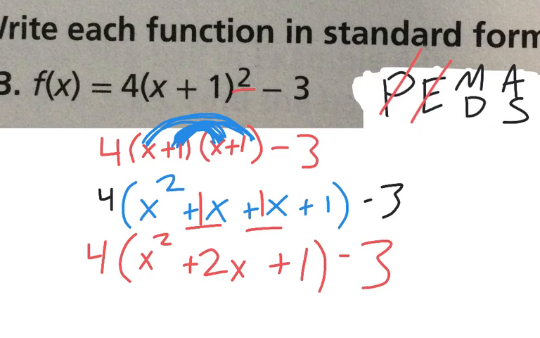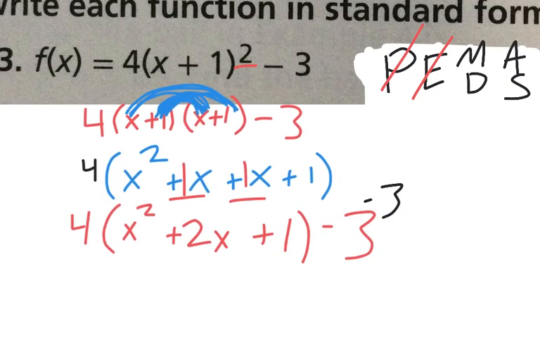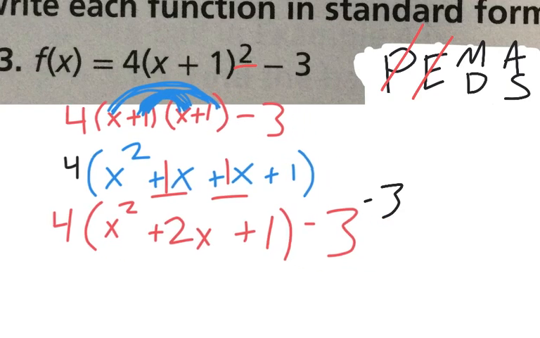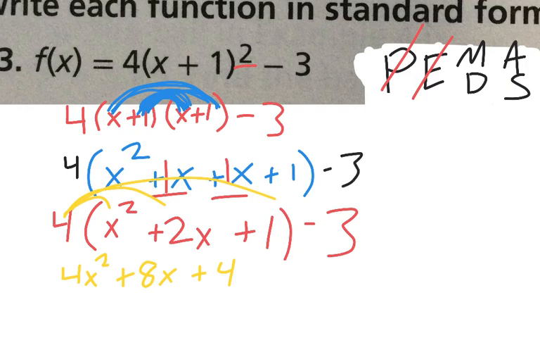Okay, so I'm still on multiplying. Do I have anything else to multiply? 4 times x squared. 4 times everything that's in parentheses. So what is 4 times x squared? 4x squared. 4 times 2x, 8x. 4 times 1, 4. Now I've completely done multiplying, so I can drop those parentheses. But I need to make sure what? I remember to bring down the minus 3.